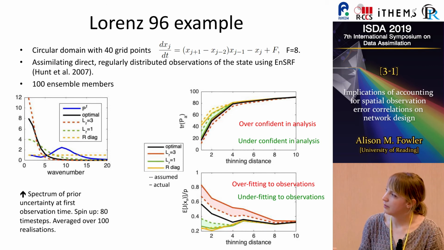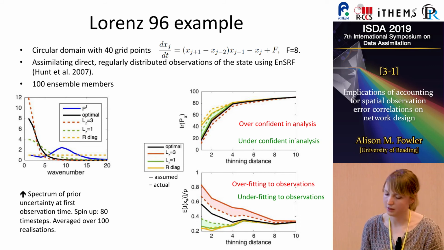And then lastly, for comparison, the case when R is diagonal. So here you see that we get the worst analysis errors, and also we're not able to use the small scale information in the observations.